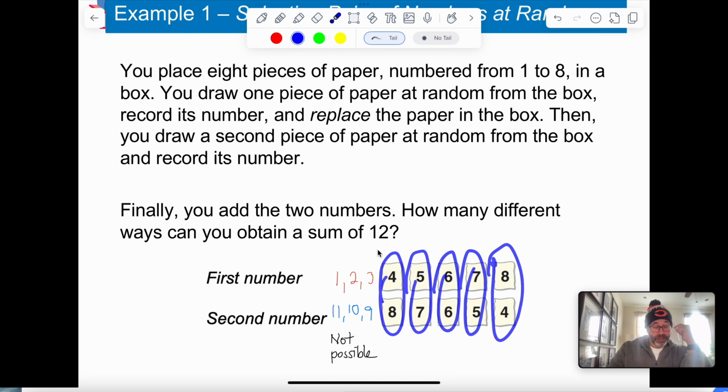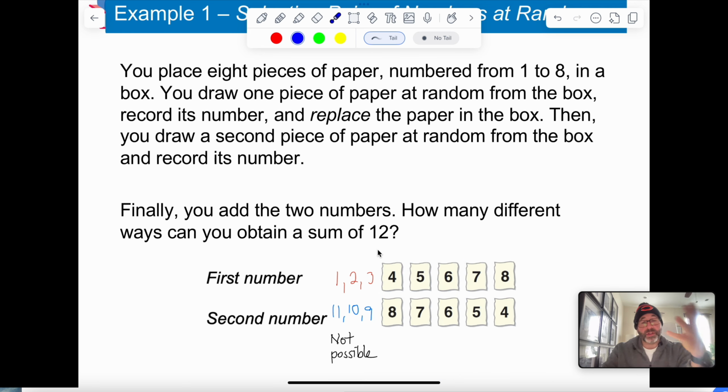Now you'll notice that these two are exactly the same, and these two are exactly the same. Because I could pick a 5, and then I could put it back and pick a 7, or I could pick a 7 first and then pick a 5. And so these are just listing the different ways, right? In this case, a 5 and a 7 and a 7 and 5 are considered two different draws. So when we look at this, there's 5 different ways that I actually draw two pieces of paper that will add up to a total of 12, okay?